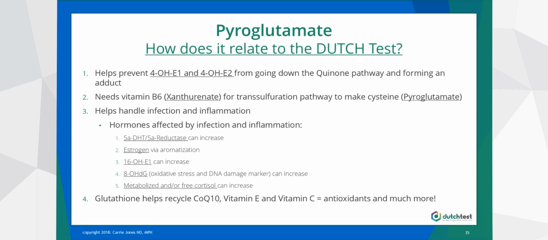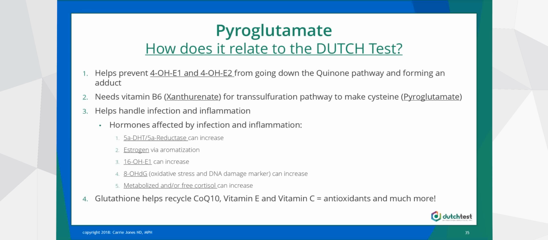It does help handle infection and inflammation. For those of you who are familiar with Dutch testing, you know that there are some similar markers that show up for those who are inflamed. For example, 5-alpha DHT, 5-alpha reductase can increase with inflammation. Estrogen can increase through aromatization. Inflammation can increase the aromatase enzyme. The 16-OH-E1, 16-hydroxy-E1, can increase. That's one of your phase 1 estrogen detox metabolites. Your 8-OH-dG can go up. Makes sense, you have a lot more oxidative stress. And of course, your cortisol may go up. Metabolized and/or free cortisol can increase with inflammation, especially in active infection. So just be aware there.